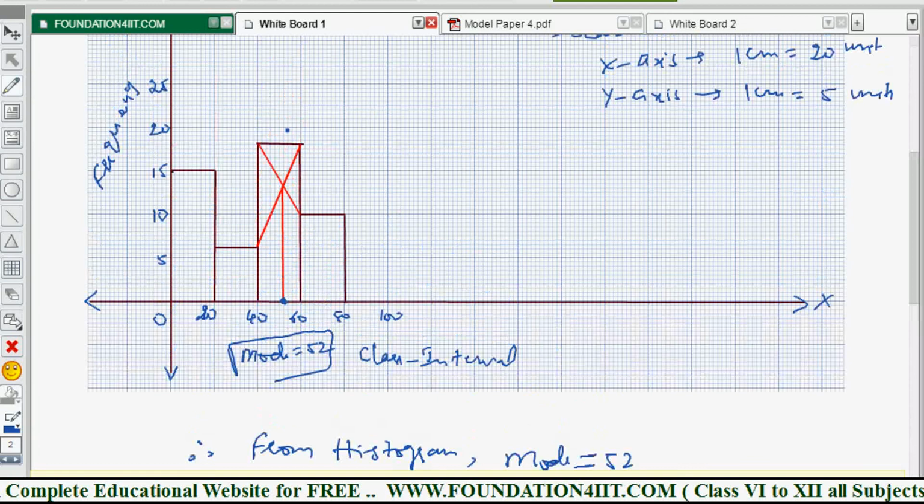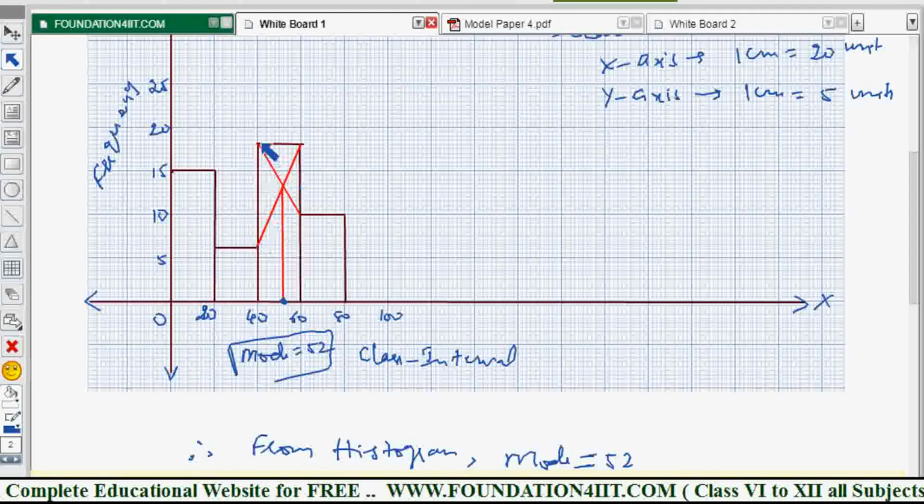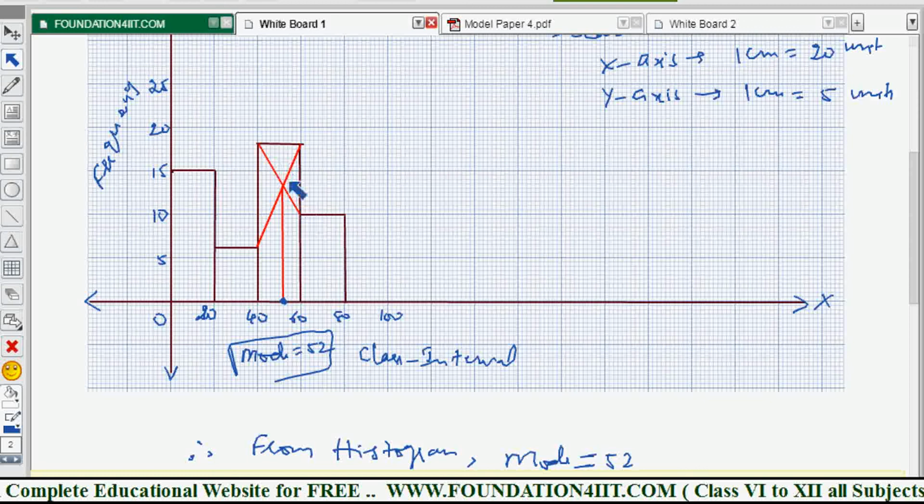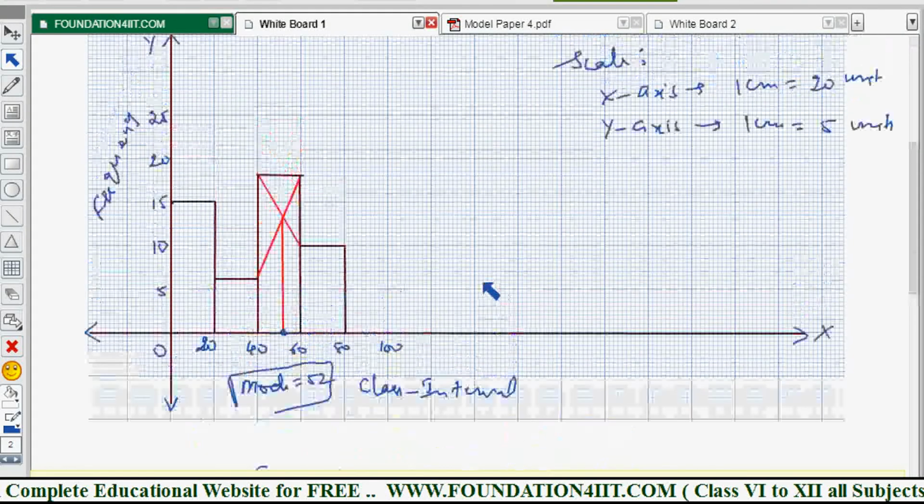The main important thing is to see the highest bar, the highest frequency, from the upper limit to the previous upper limit, and this lower limit to the next lower limit. You just join, and where is the common point? From there you can draw a straight line to the x-axis. Where it touches the x-axis, that is your answer. That is the mode. Okay, we can solve this problem in this way.